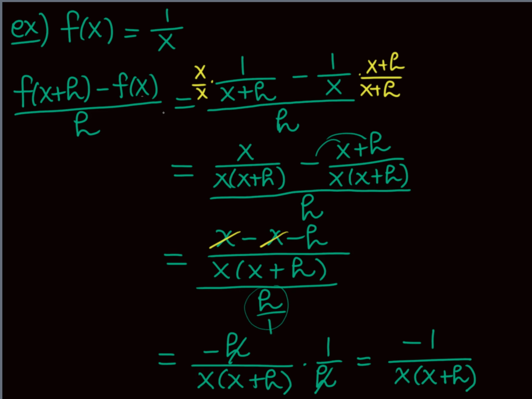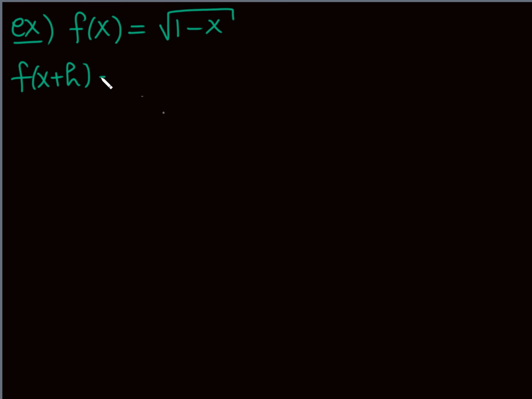All right, let's do one more and then we'll call it good. So with a fraction, when you're doing difference quotient with a fraction, what you need to do is get a common denominator. Let's look at what would happen if I have a square root. So let's say I have the square root of 1 minus x. So we'll do this one and then we'll call it good. f of x plus h, then minus f of x all over h.